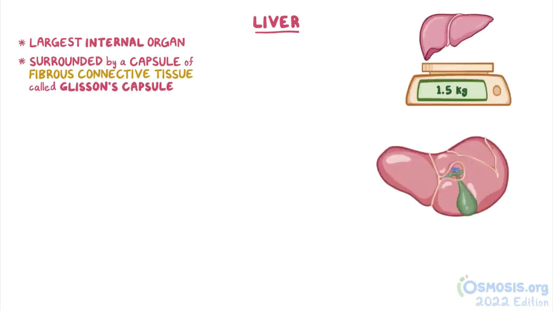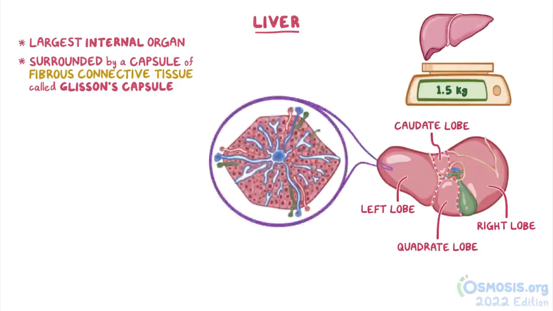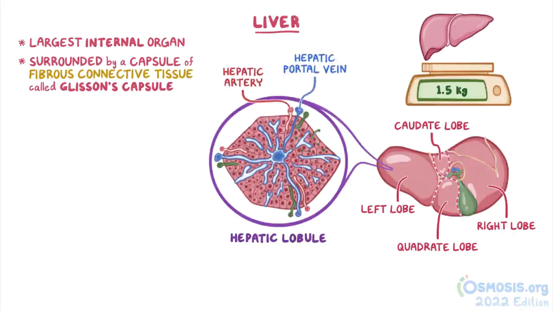we can see that it is divided into a large left lobe and right lobe, as well as two smaller lobes called the quadrate and caudate lobes. The liver parenchyma, or functional tissue of the liver, is organized into thousands of hepatic lobules, which have a dual blood supply that comes from terminal branches of the hepatic portal vein and hepatic artery. The blood then flows through sinusoids, surrounded by hepatocytes, before draining into the lobule's central vein.